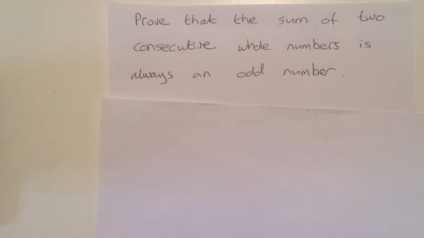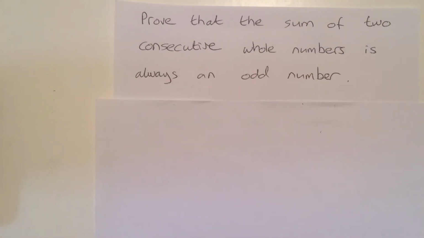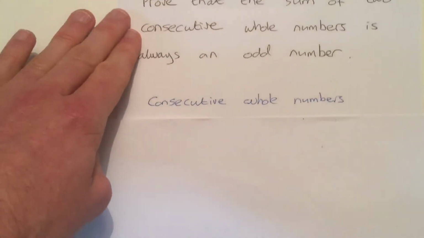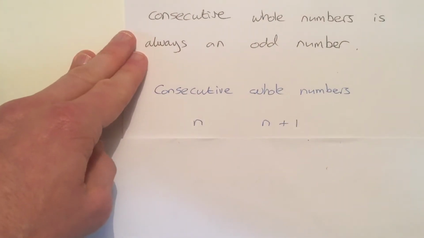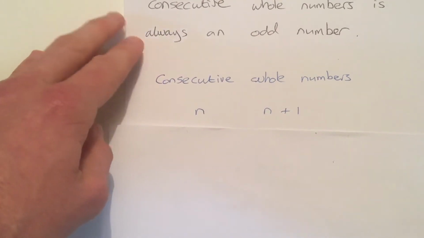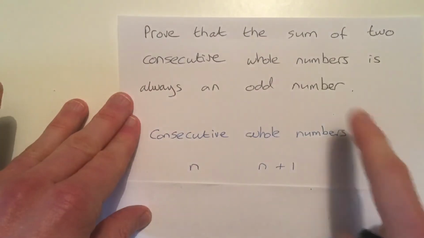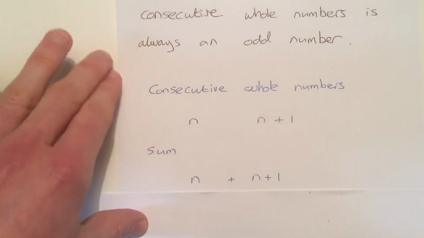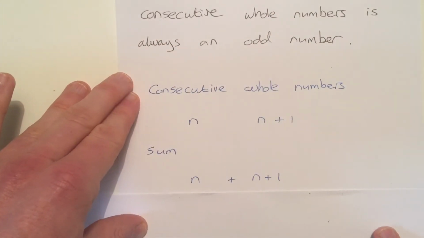Now we're going to have a look at 3 quick examples of actual proofs doing this. So this says, prove that the sum of 2 consecutive whole numbers is always an odd number. So consecutive whole numbers, let's write those down first. What are our consecutive whole numbers? So if our first number is n, then the number after that, the consecutive one, would be n plus 1. And I want to do the sum, so I want to add these two things together. So this is me adding those two numbers together.